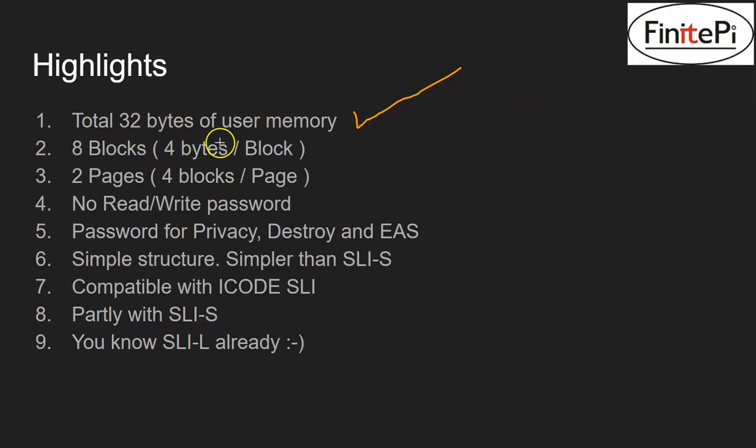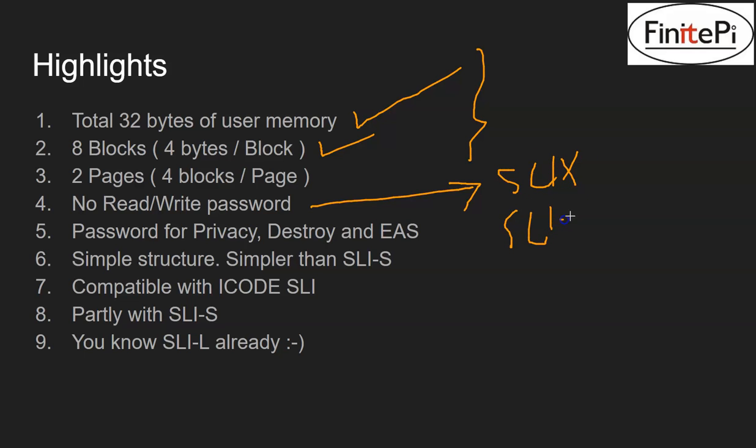Now this 32 bytes is organized into 8 blocks with 4 bytes per block, or it's organized as 2 pages where each page has got 4 blocks. So there is no read and write password. If you have seen my earlier videos on SLIX or SLIS or SLIX2, this has got no read and write password, so you cannot protect these 32 bytes with a password. So the bytes are always there to write.